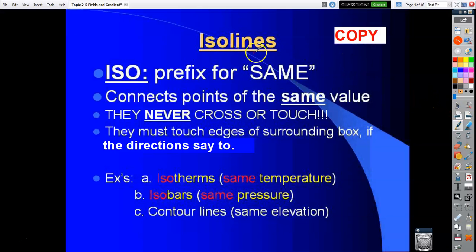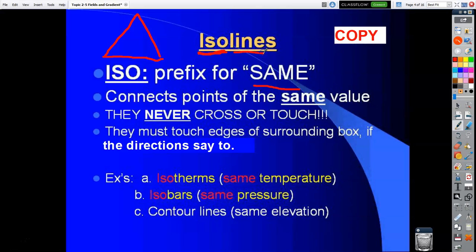Then we switch gears and we talk about isolines. So in math class, and again, it's been a while since Mr. Rocco's taken a math class, but I was pretty good in math, there's what's called an isosceles triangle, right? An isosceles triangle has equal sides. So isosceles, the prefix iso, take just iso, it actually means same.